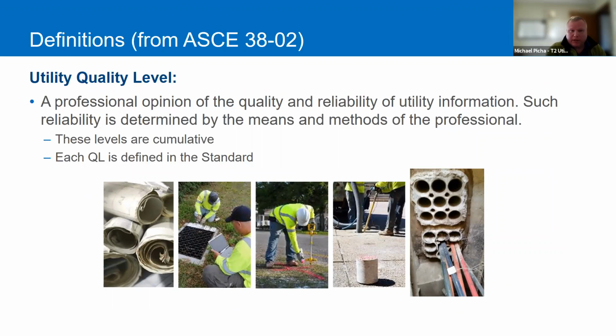The quality levels are really a professional opinion of the quality and reliability of the utility information. The reliability is determined by the means and methods of the professional. Typically they're cumulative, starting at D and working your way up to A, but they don't have to be. Each quality level is defined in the standard.